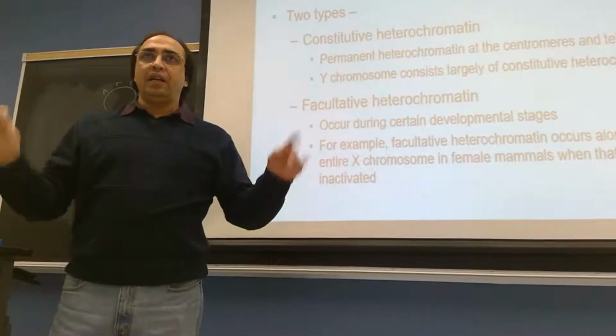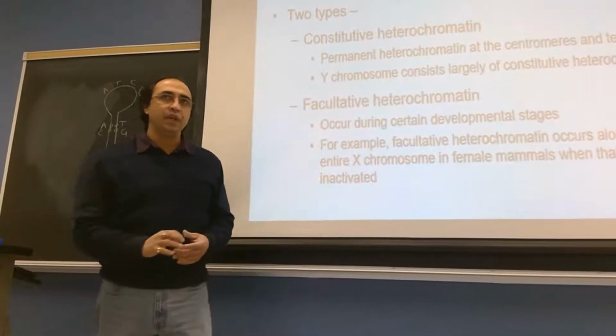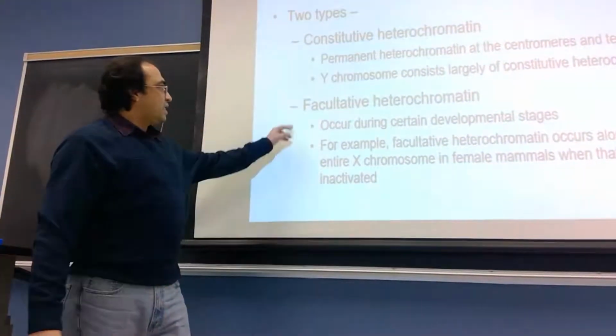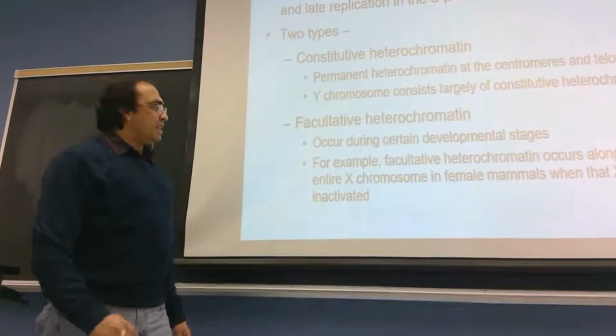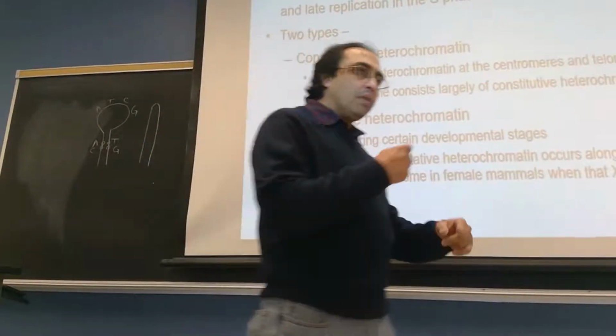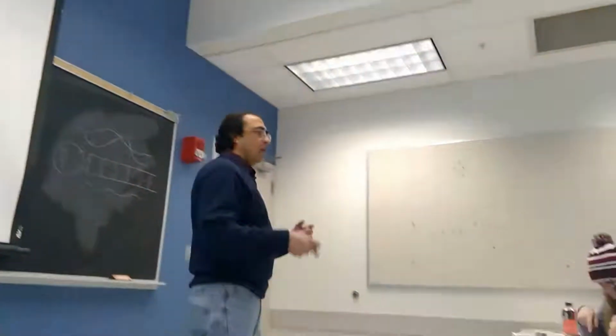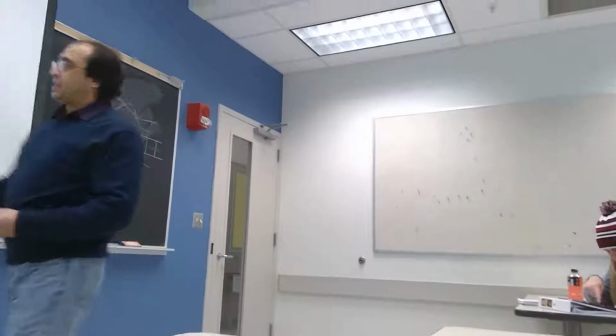It is permanently closed, so there is no synthesis of any kind of protein there. Another type is called facultative heterochromatin. When it is required, that part of the chromosome becomes heterochromatinized. When it is not required, then it can open up.